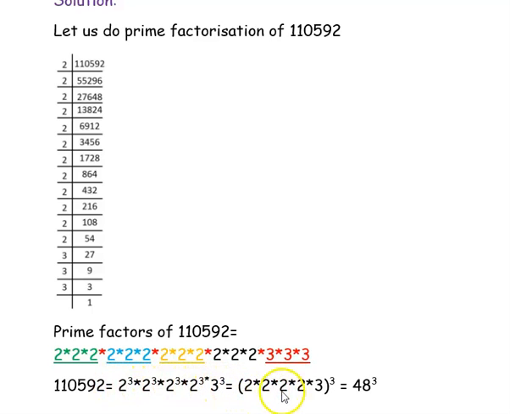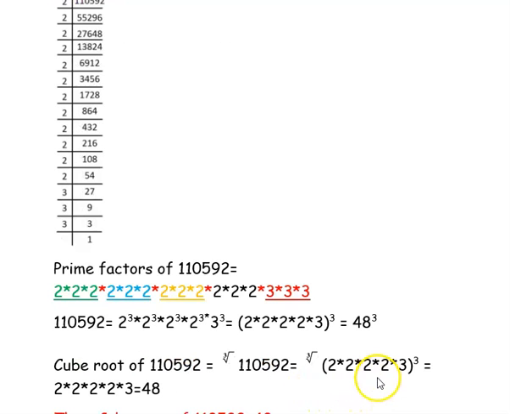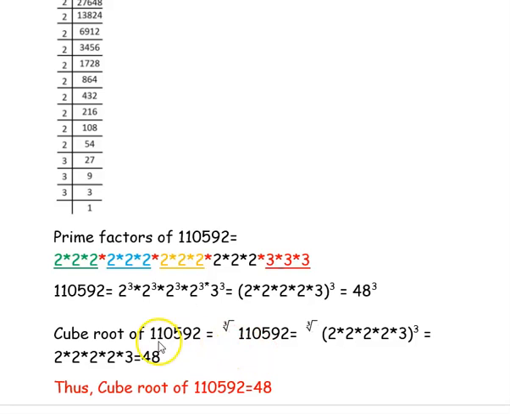So 2 into 2 into 2 into 2 into 3. 2 into 2 is 4, 4 into 2 is 8, 8 into 2 is 16, 16 into 3 is 48. So it is 48 cube. We can write the cube root of 110,592 as 2 into 2 into 2 into 2 into 3, the whole cube. So the cube root and the cube will get cancelled. The result will be 2 into 2 into 2 into 2 into 3, that is 48.